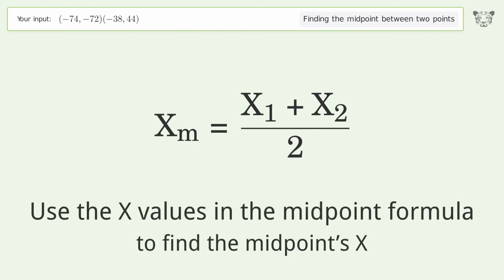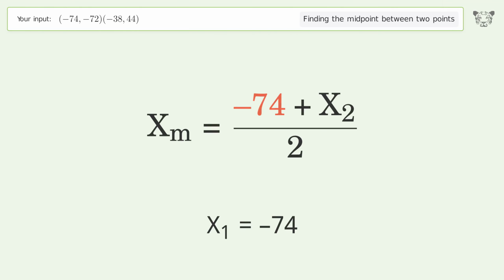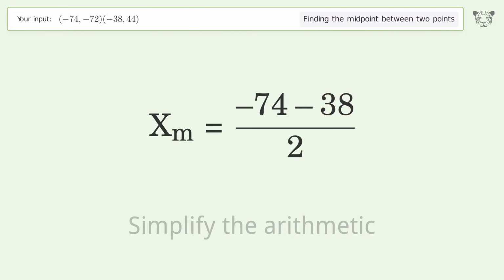Use the x values in the midpoint formula to find the midpoint's x. x1 equals -74. x2 equals -38. Simplify the arithmetic.